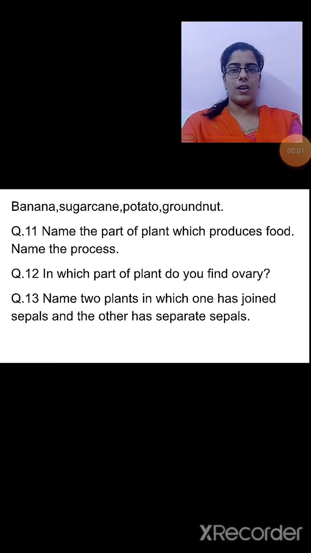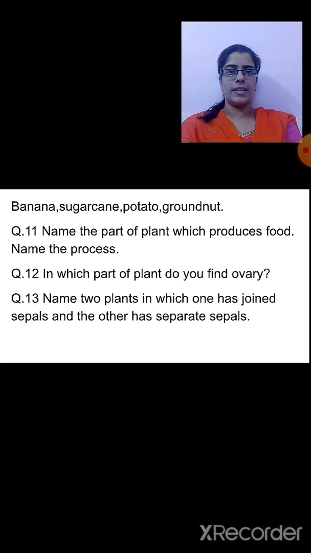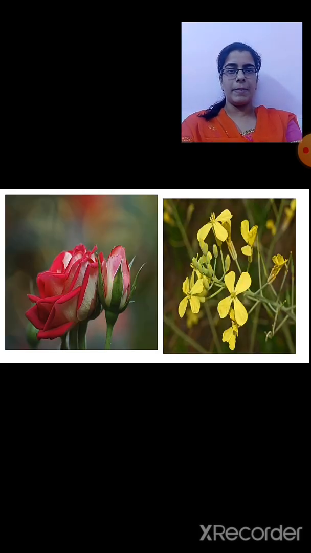Now let us have a look at the last question. Name two plants in which one has joint sepals and the other has separate sepals. So, we can see the joint sepals in rose and in the lotus plant. Whereas the sepals are separate in China rose or hibiscus and in the mustard flower. In the image, you can see in the rose plant, the sepals are joined, whereas in the mustard flower, the sepals are separated. Here we complete our chapter. I hope you have understood this chapter.